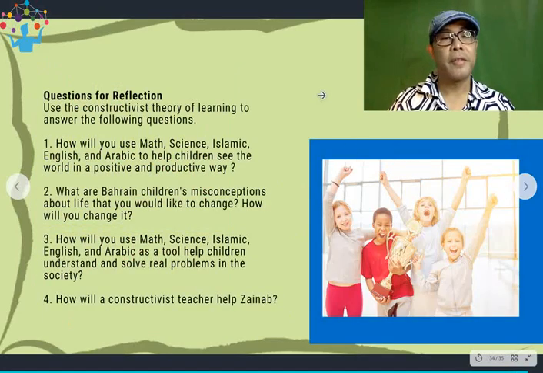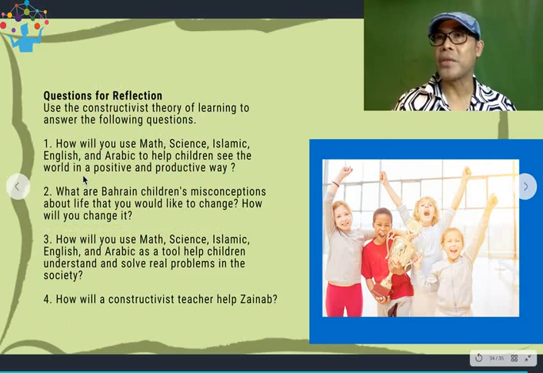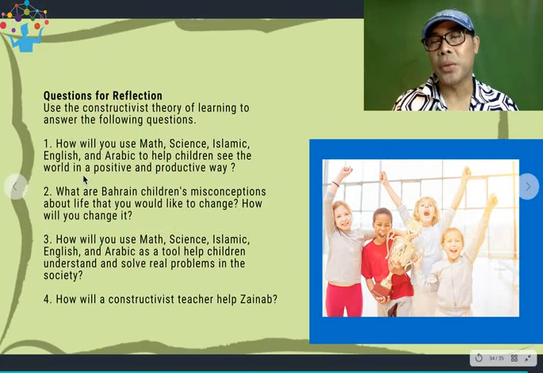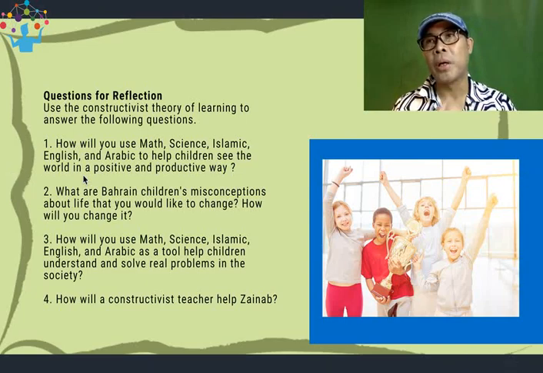Right. Questions for reflection. Let's now use the constructivist theory of learning to answer the following questions. How will you use math, science, Islamic, English, and Arabic to help children see the world in a positive and productive way? Okay, that's very interesting. So regardless of your specialization when you become a teacher, how am I going to make use of my course so that children will become very positive, will become beautiful persons in the future, will become very responsible persons in the future?